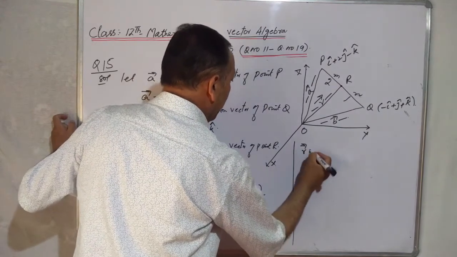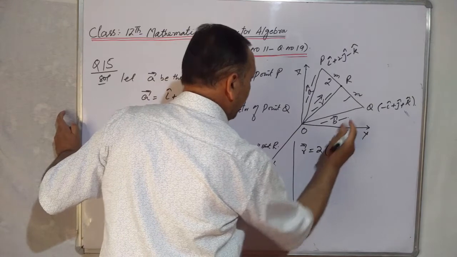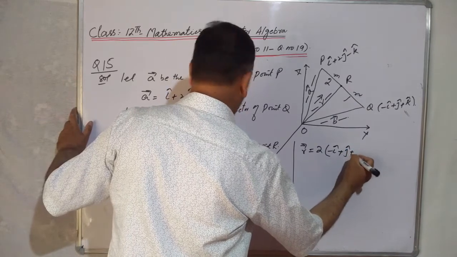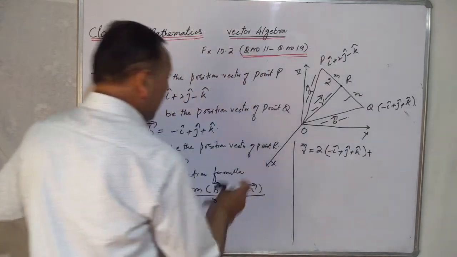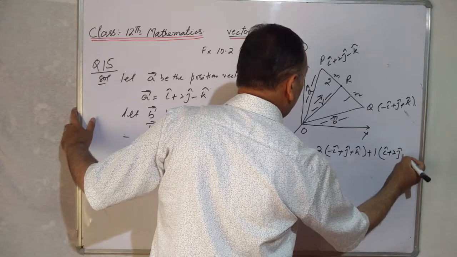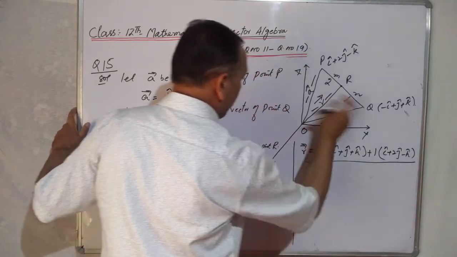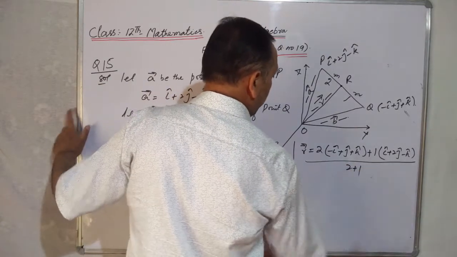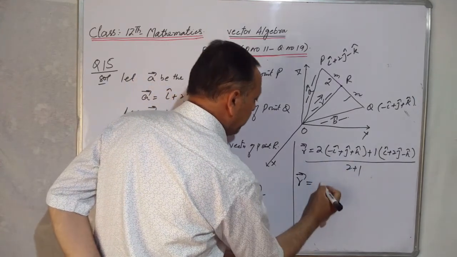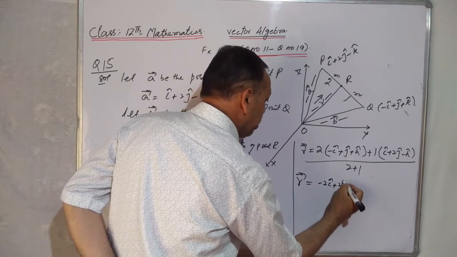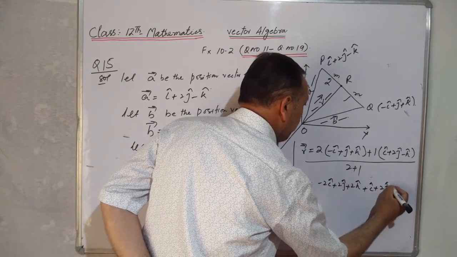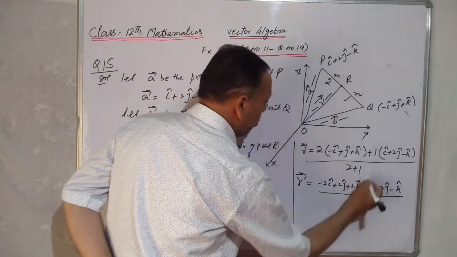It means that vector r is equal to m, which is 2, into vector b. Vector b is minus i cap plus j cap plus k cap, plus n, which is 1, into vector a, i cap plus 2j cap minus k cap, divided by m plus n. M is 2 and n is 1. That means this vector r is equal to minus 2i cap plus 2j cap plus 2k cap plus i cap plus 2j cap minus k cap, divided by 2 plus 1.